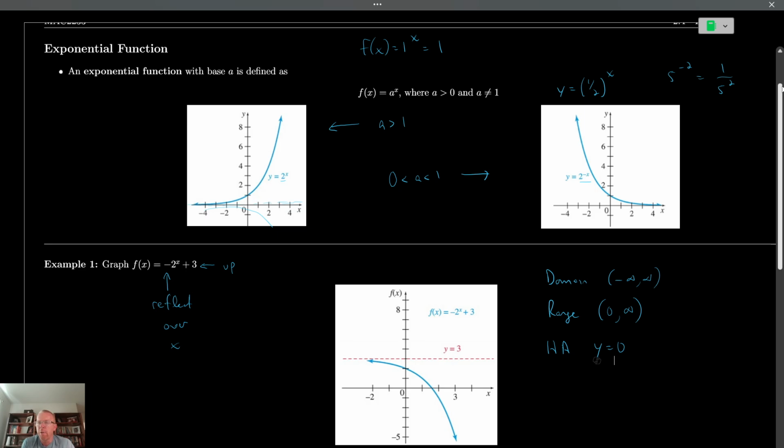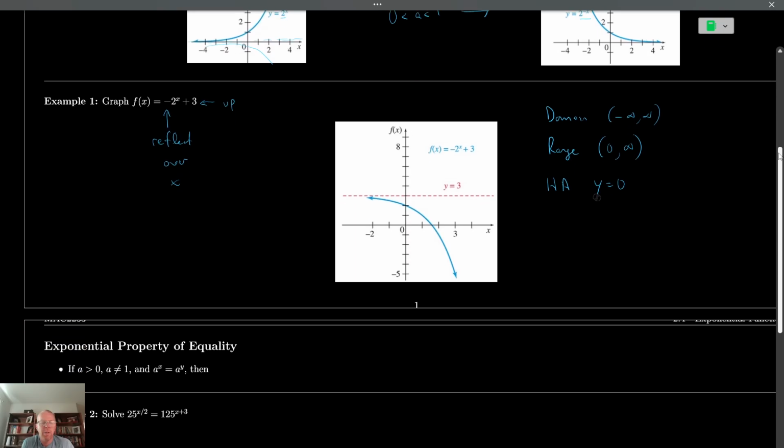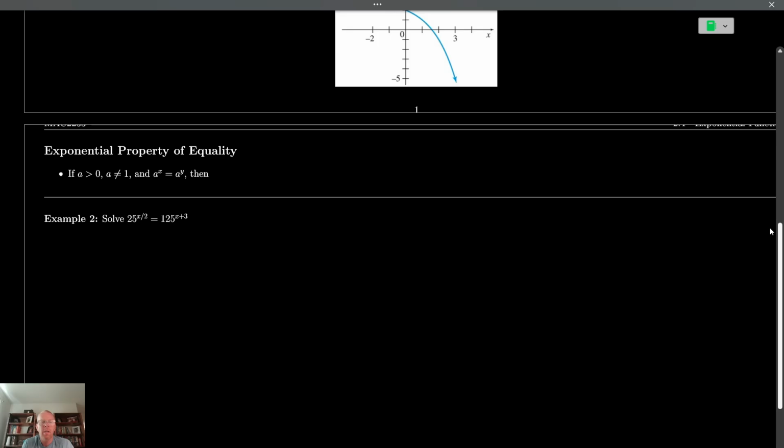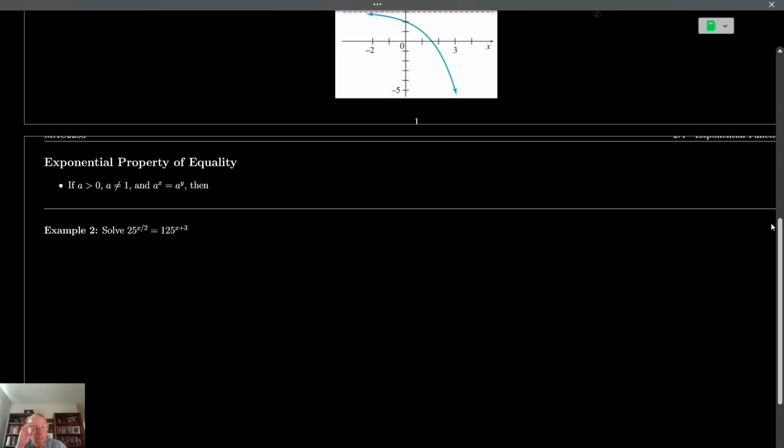All right, so let's see what else we have. Exponential property of equality. So this is talking more about solving equations. And we'll do a little solving equations. But again, calculus is more about looking at graphs and different properties and how they're behaving and things like that. But we'll solve a couple here.